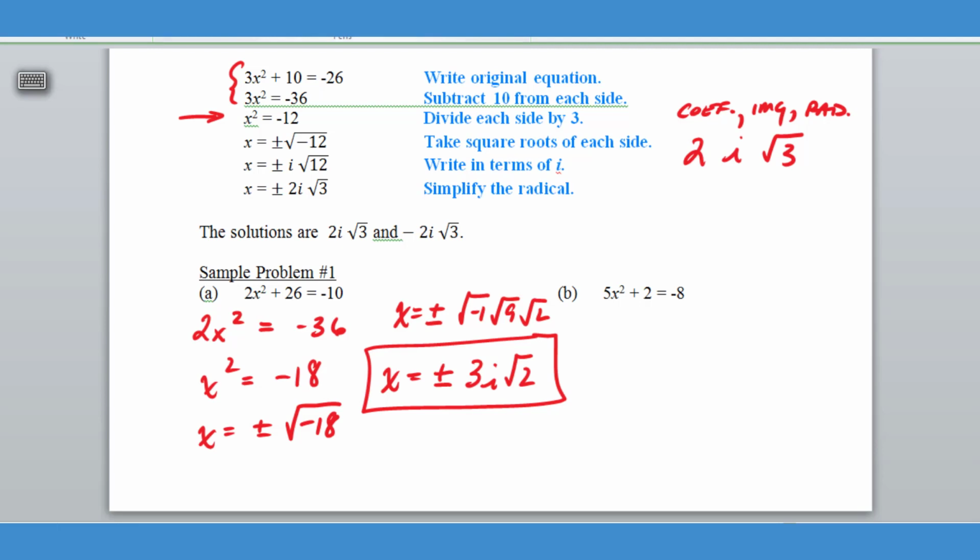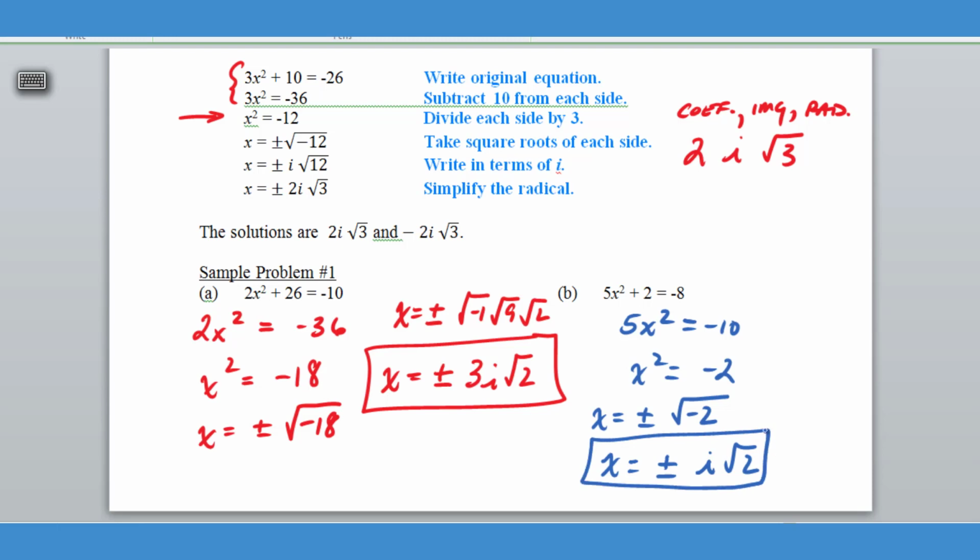And then we'll do one more. So 5x squared equals negative 10, x squared equals negative 2, x equals plus or minus the square root of negative 2, and this is simply plus or minus i square root of 2, and that is our final answer. So now we can see we've introduced the imaginary unit as a way to help us deal with the square root of a negative number, and this will help us continue to solve quadratic equations with square roots.